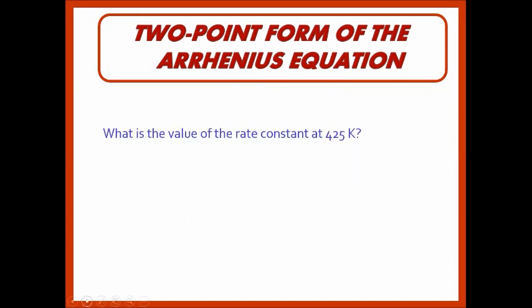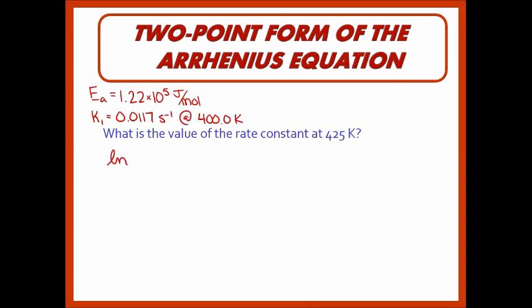Now the next question we're asked in this problem is, what is the value of the rate constant at 425 Kelvin? And so we already know the activation energy because we just solved for it. And we know that the rate constant at 400 Kelvin is 0.0117 inverse seconds.